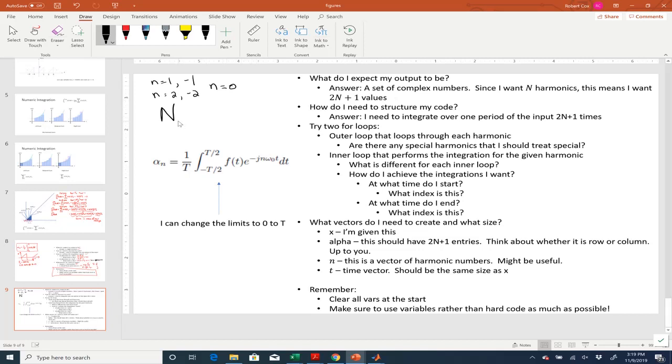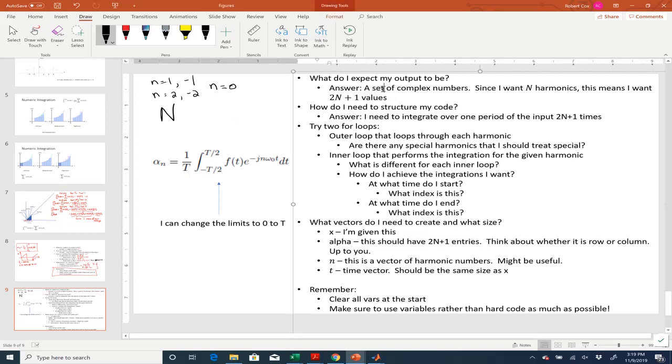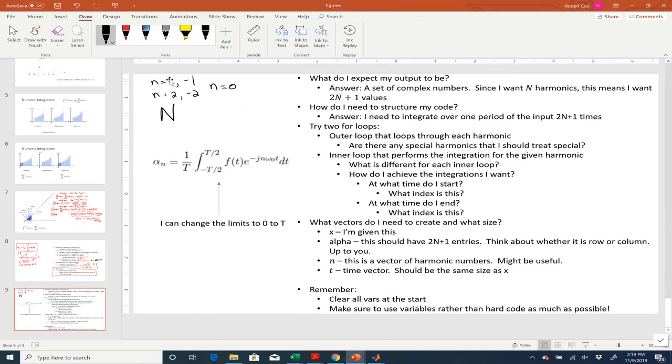So that means that if I wanted to compute the first n harmonics, including DC, I would get a set of complex numbers, and I would have 2 times n plus 1 values. So think about that for a second. If I wanted to do the fundamental and 0, I would have 3 values: 1 for DC and then 2 for the harmonic. So it's always going to work out that I'm going to have 2 times n plus 1 values.